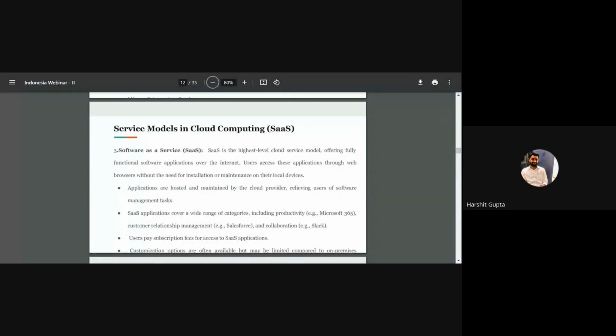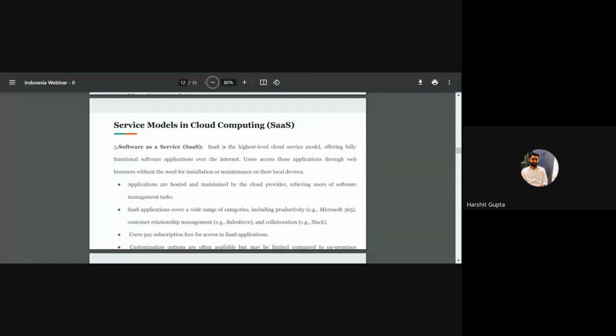And the last one in these services is software as a service. This is the highest level of cloud service model, but also the most basic one. Nowadays, whatever we are using on the internet is mainly a kind of software as a service. For example, if we go for a doc to PDF converter, a photo editor, or an audio mixer, multiple kinds of services are now available through software.